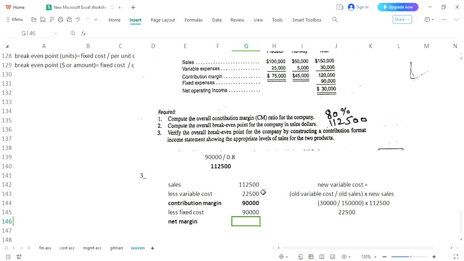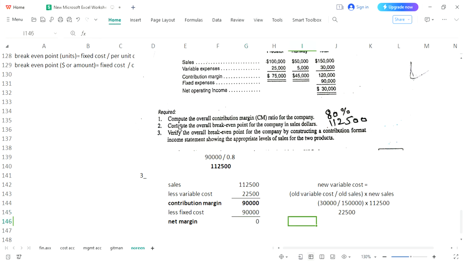And finally, you will calculate your net margin by subtracting fixed cost from contribution margin. Contribution margin was 90,000 and your fixed cost is also 90,000. So here you have got your net margin, which is 0. So you have proved that our break-even sale is correct, at which your profit and loss become 0, where you will not be able to get any profit. We have proved it by making an income statement over here. So that was all about this question.